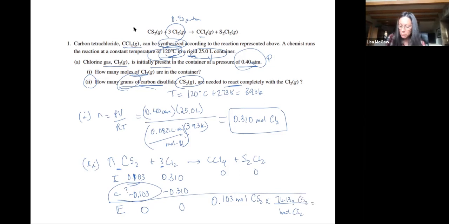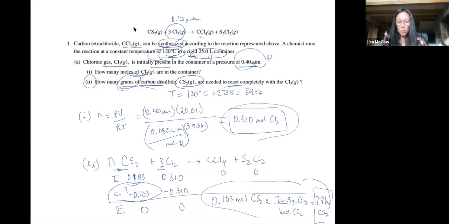And so I end up with 7.86 grams of CS2. So typically on the exam, when we're given points for this kind of thing, 1 point would be for this problem right here, just to get the moles of chlorine. And then typically I might get 2 points. I'm going to give you 1 point because you understand the ratio is 1 to 3. And then I'm going to give you another point for converting back from moles into grams. So we see this on the exam going back and forth in all different kinds of directions.